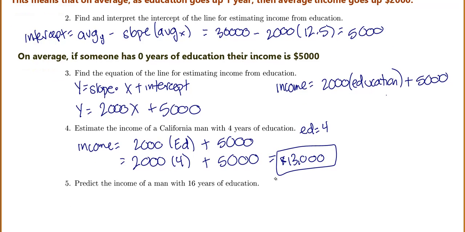Number 5, predict the income of a man with 16 years of education. So now, education equals 16, and we're going to do the exact same thing.